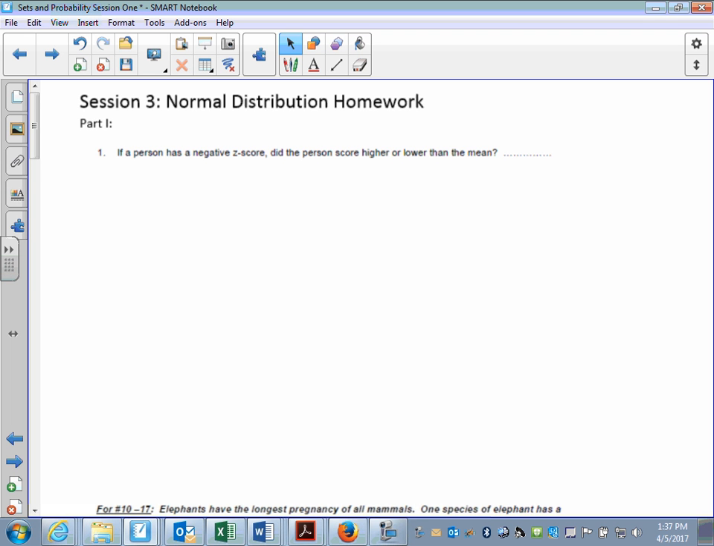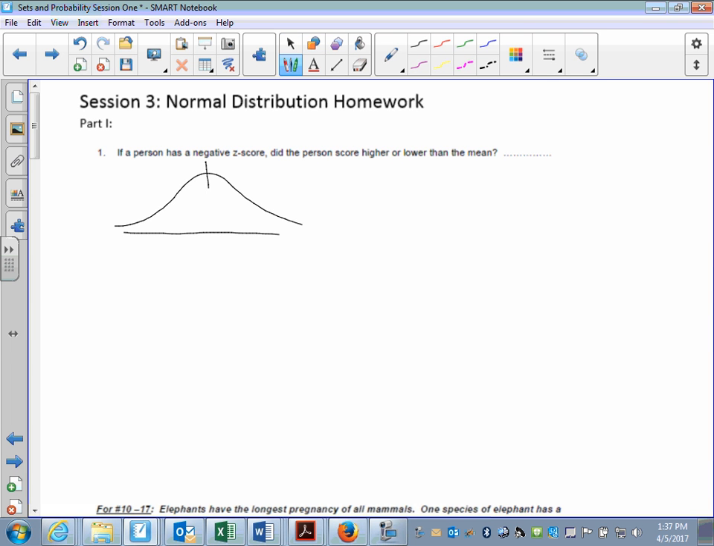Question number 1: if a person has a negative z-score, did the person score higher or lower than the mean? Well, let's just take a look at the standard normal curve. Now, the mean is 0, and a negative z-score would be this way, and so obviously, since the mean is 0 and they have a negative z-score, they scored lower than the mean.